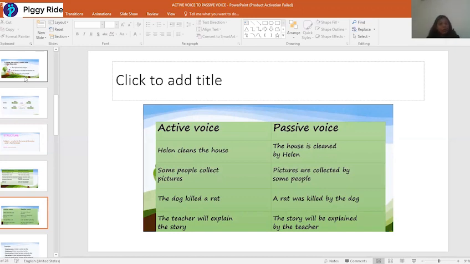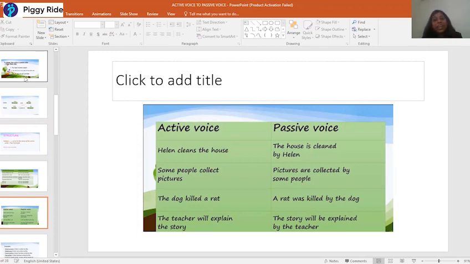Helen cleans the house, which is an active voice. Passive voice: the house is cleaned by Helen. Okay, some people collect pictures: pictures are collected by some people. The dog killed a rat. A rat was killed by the dog.